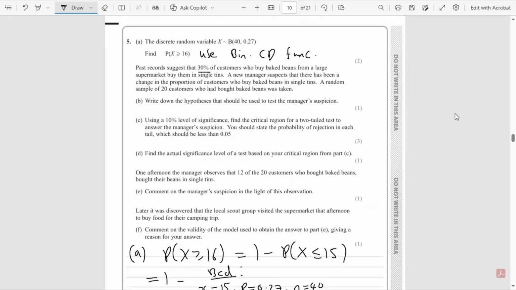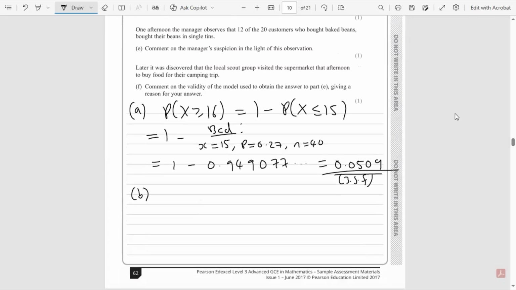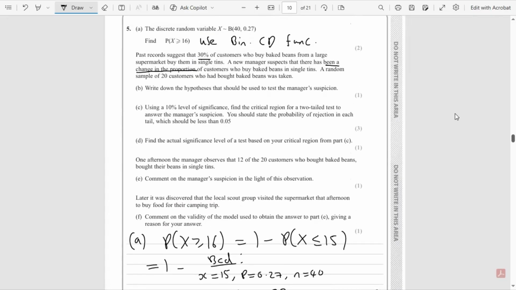Now, the manager's suspicion was that there has been a change in the proportion. So when we do this hypothesis test, obviously we have our two hypotheses. Let's write that down here. So you've got your H0, your null hypothesis, and your H1, your alternative hypothesis. So the null hypothesis was the initial status quo belief, or the initial assumption that 30% of the customers who bought baked beans bought them in single tins, right?